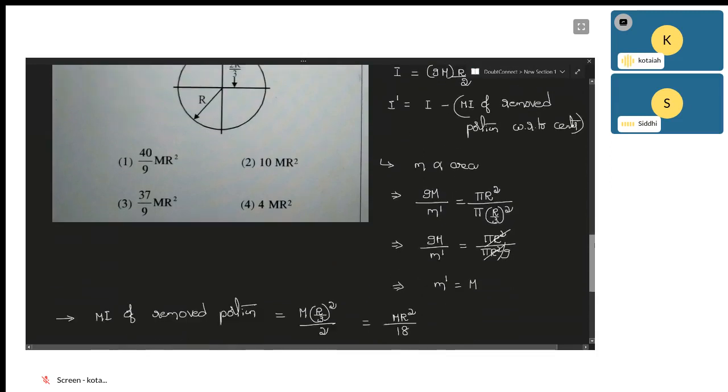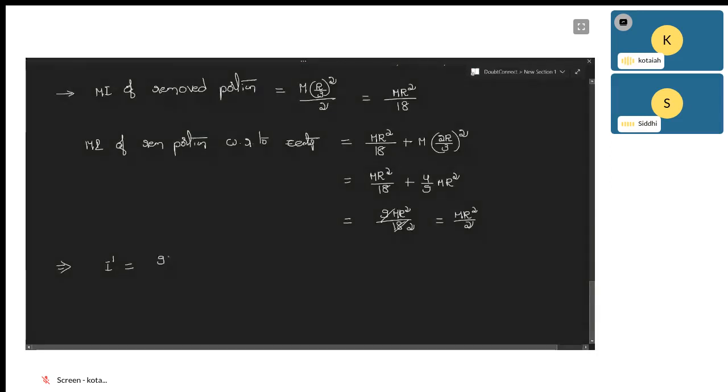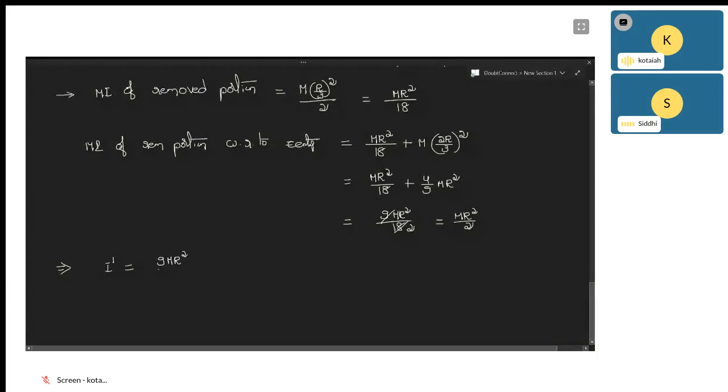9m into r square by 2, right? Yeah. 9m into r square by 2 minus mr square by 2 is equal to 8mr square by 2. 2 1 ja, 2 4 ja. Answer is 4mr square.